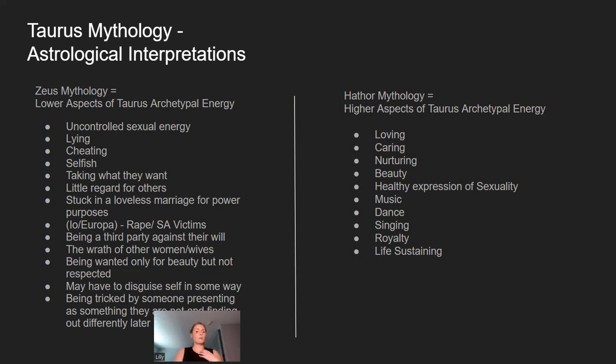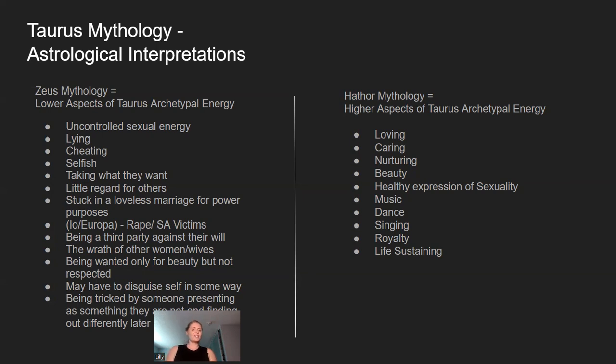the wrath of other women and wives, being wanted only for beauty but not respected, may have to disguise themselves in some way or another. I'm not sure for what purpose, but just in general, being tricked by someone presenting as something they are not and finding out differently later. I do think that happens in relationships quite a bit where one person will sell a dream or love bomb, and then later on the person finds out, oh shit, they're actually not a good person.